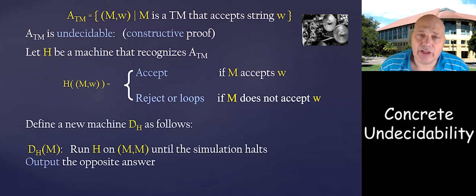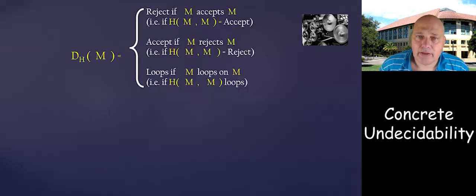Now we're going to define a new machine, D_H, as follows. D_H of M runs H on M, M until the simulation halts and outputs the opposite answer, in case, of course, the simulation halts. If the simulation doesn't halt, then D_H just loops. It's very similar to what we had before, but now a machine H does exist.